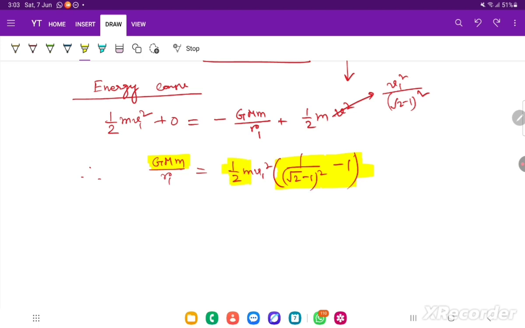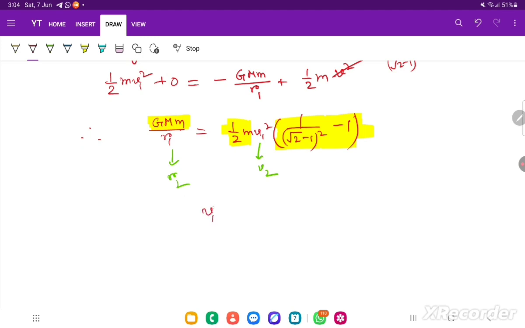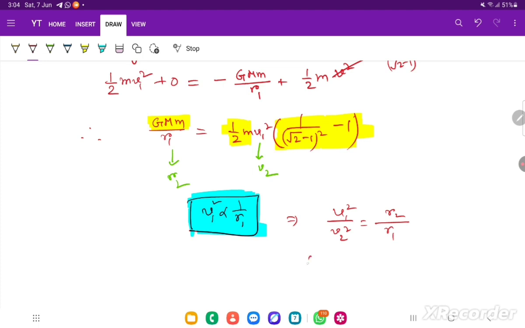So in the second case, we are just changing this v1 into v2, and instead of r1 we'll get r2, right? So it's clear that v1 square is proportional to 1 upon r1, and that will give us the result very easily. So combining both the cases, we can write v1 square upon v2 square will be r2 upon r1. So r2 will be r1 into (v1 upon v2) whole square, and that's our answer, right?